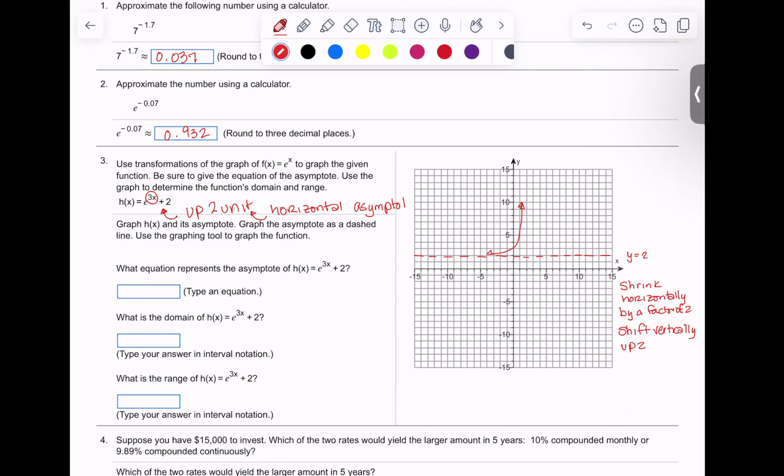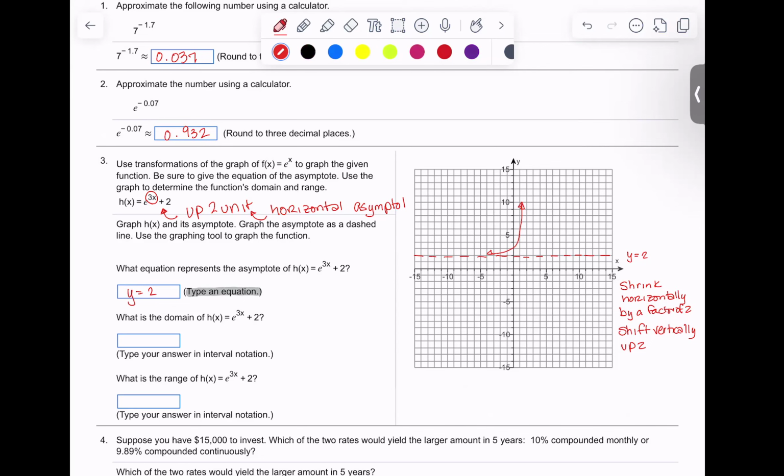Okay, so then let's answer the rest of this question. What equation represents the asymptote? Well, I wrote that already. That is y is equal to 2. And you do need to write it as an equation. It says right there. Let's highlight that. It says type an equation. So you have to have equals in there. It's not an equation if you don't.